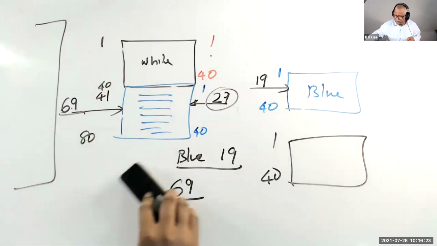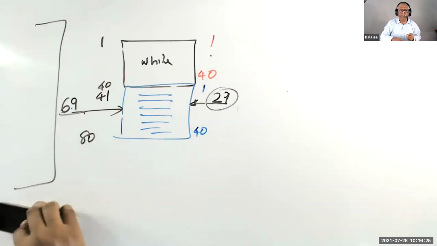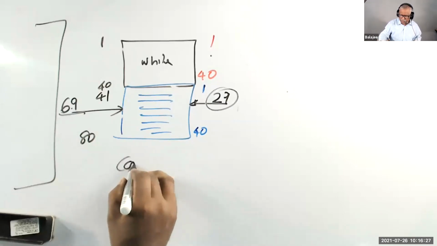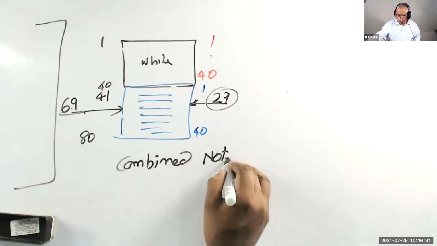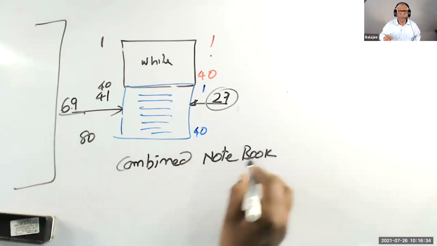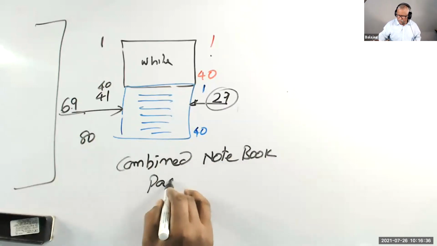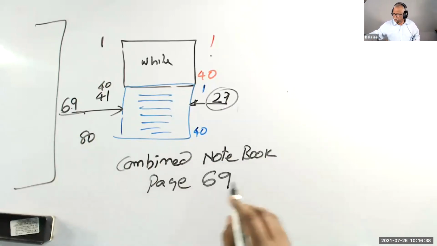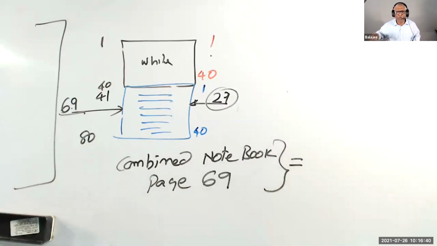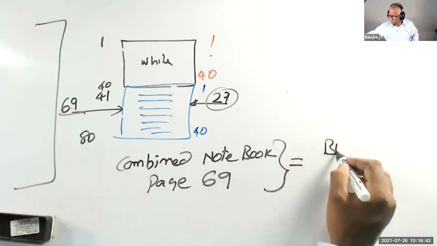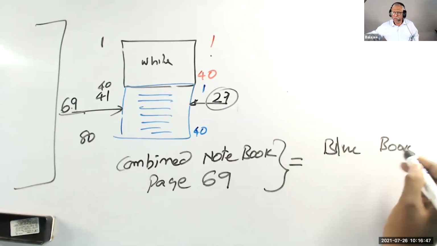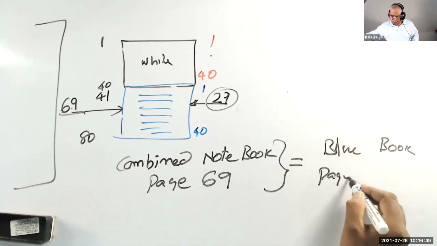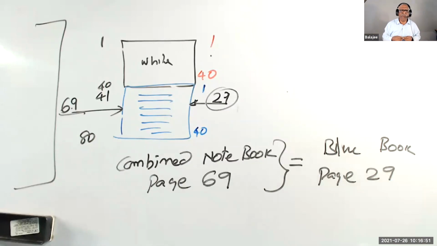So you can write like this. Am I right? I can write: combined notebook page 69 equals blue book page 29. So both are the same.